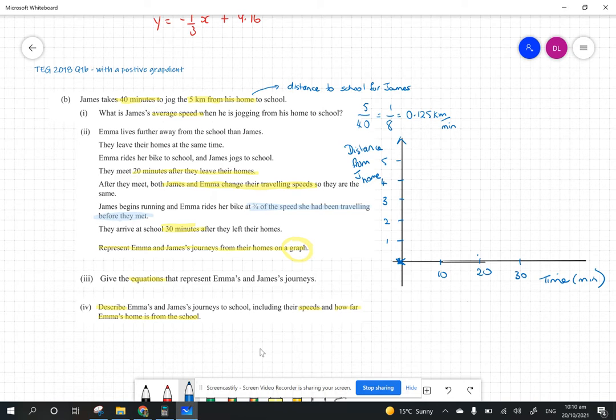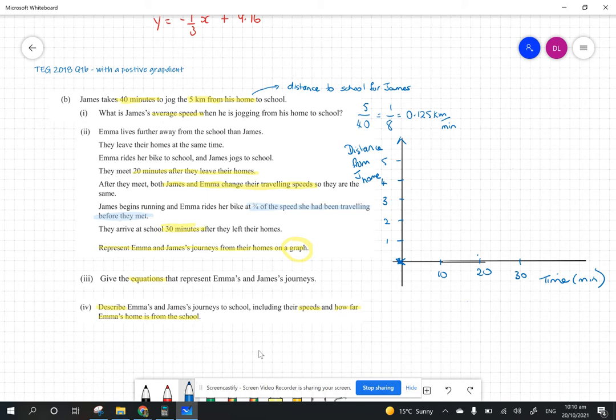First of all, you need to make sure you read the question, make sure you highlight all the important bits, and in doing that, you'll get a feel for the question. Try not to do it in separate little pieces. Try to do the whole question and just understand what you're trying to do. Because you notice that you're trying to represent Emma and James' journey on a graph, but in the process, you'll probably come up with equations and you'll probably get an idea how to do part 4 at the same time. And it's just good to know that you're doing those sorts of things.